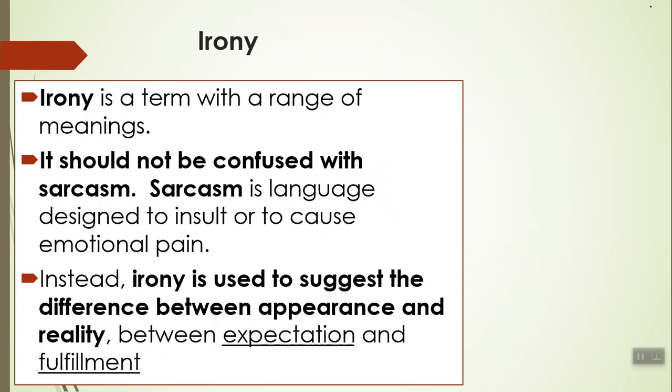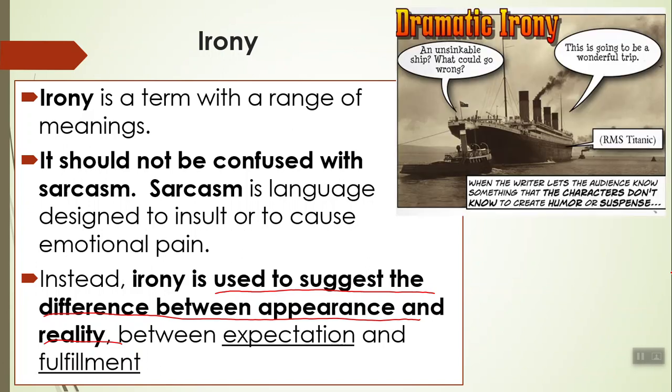But irony really, and I'd like you to really remember this definition, is used to suggest the difference between appearance and reality, or between expectation and fulfillment. So we expect the characters to do something. It seems like the story we're reading is a romance. We expect them to fall in love, and then suddenly one of them ironically dies, right? That is something that is fulfilled that we, as the audience, were not expecting.